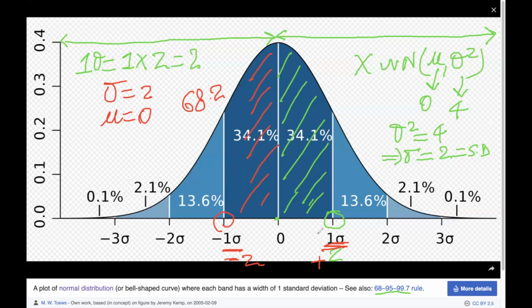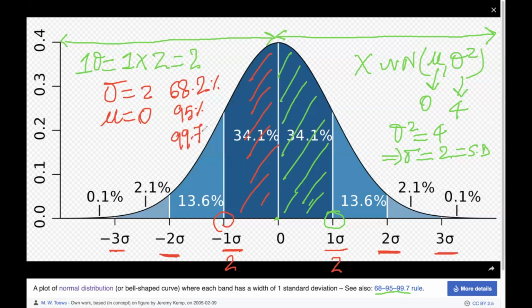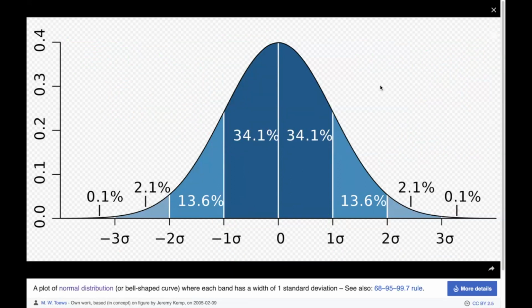Similarly, I can tell you that between -2 standard deviation and +2 standard deviation, there are 95% of my points. Similarly, between -3 standard deviation and +3 standard deviation, I can observe 99.7% of my points. Now let's understand the same thing in a different way.